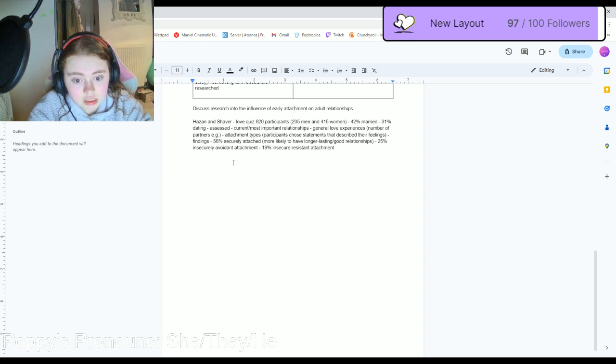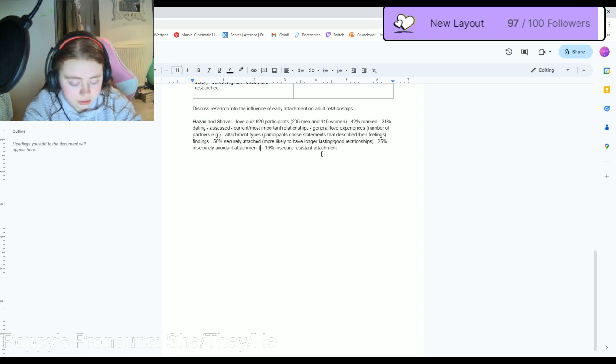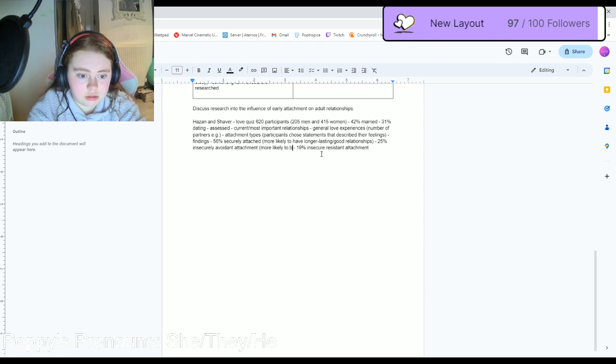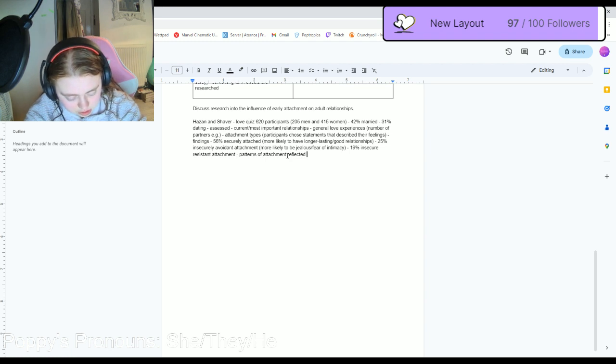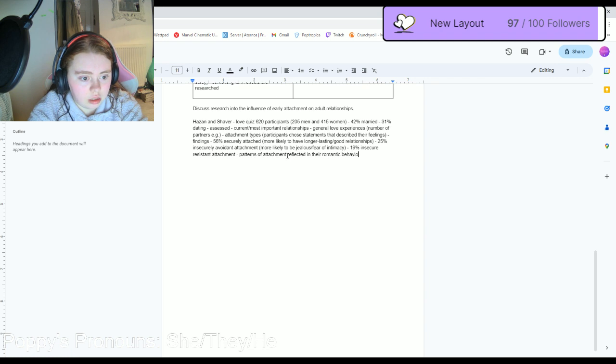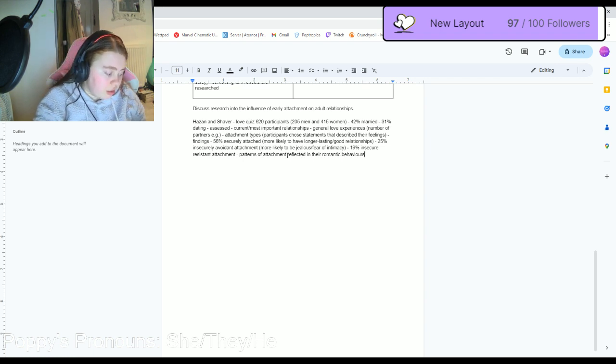Those who had an insecure avoidant attachment were more likely to be jealous or have a fear of intimacy. I don't have one for resistant, but basically patterns of attachment, so their behavior, were reflected in their romantic behaviors. And I actually have a table in my book of some of the attachment behaviors that they would have, like some attachment behaviors that were shown in the strange situation.